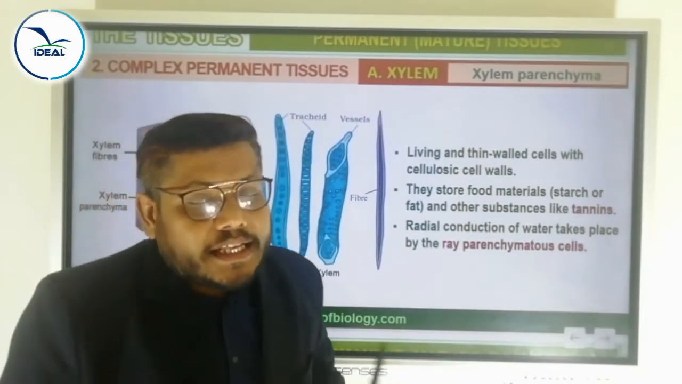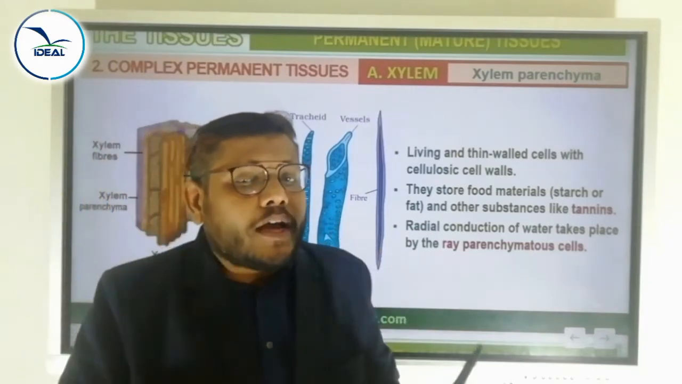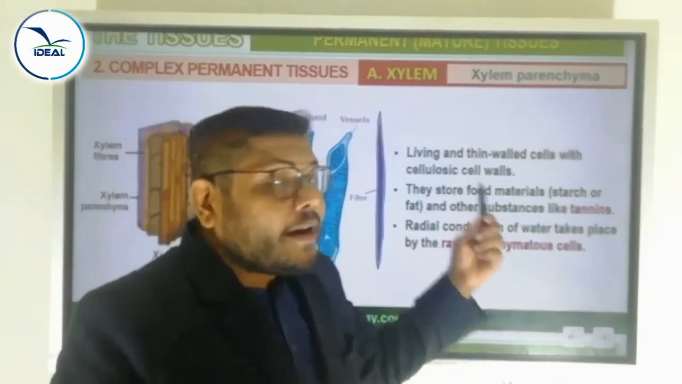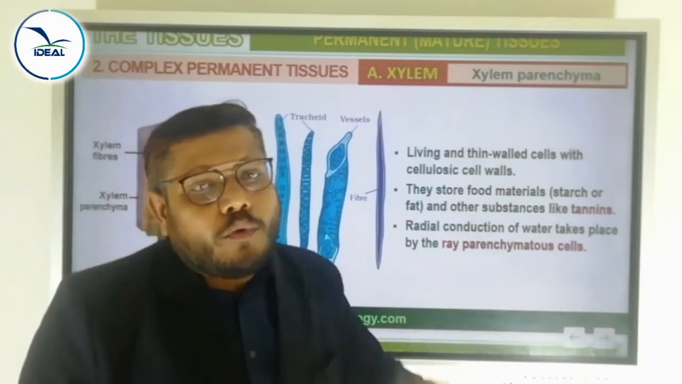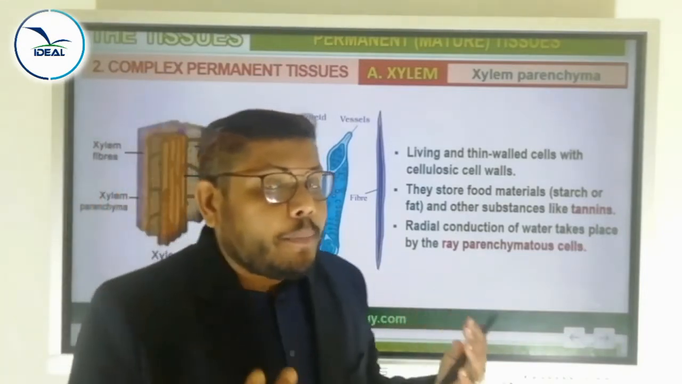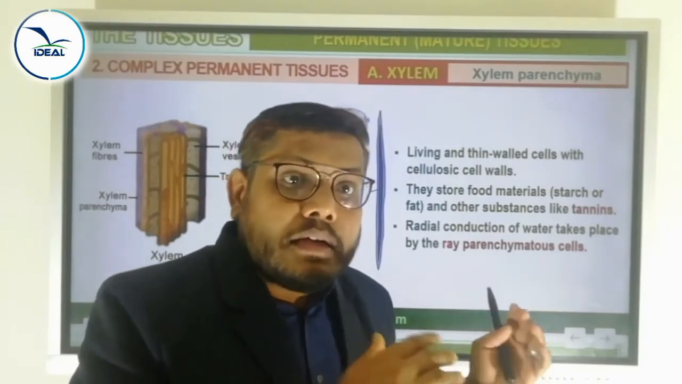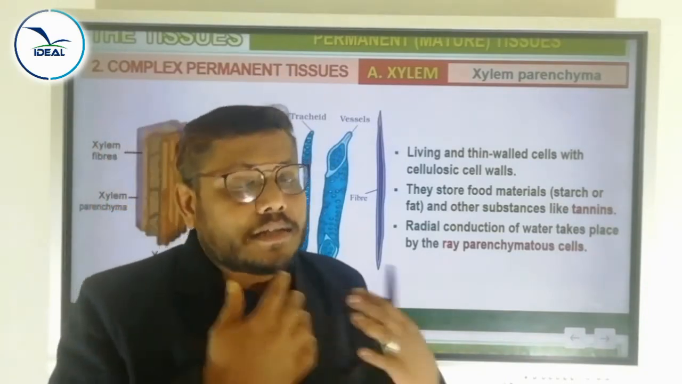Then in angiospermic plants, the secondary xylem consists of radially elongated parenchymatous cells, called ray parenchymatous cells, that help in the radial conduction of water. That is called ray parenchyma. What is ray parenchyma? Ray parenchyma is found where? In angiospermic plants, in the secondary xylem.